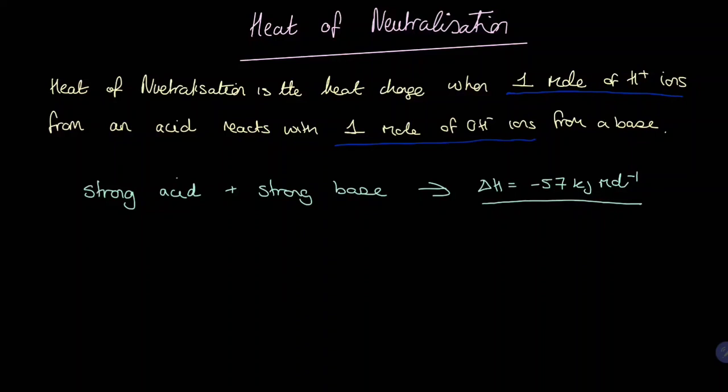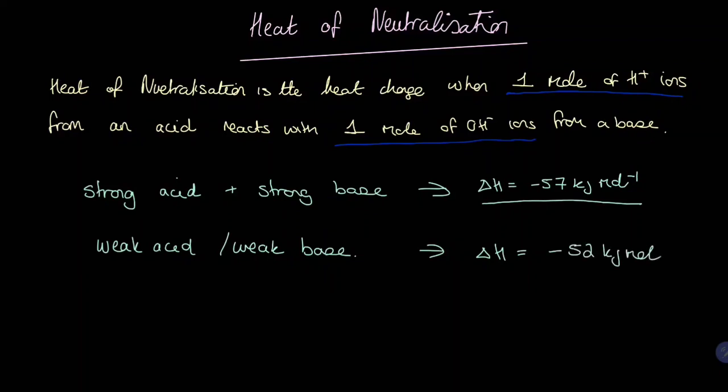Now we can also have a weak acid or a weak base reacting as well. So if a weak acid or a weak base is involved in the reaction, that acid or base is not going to fully dissociate within the water. So the neutralization reaction cannot fully take place. So the heat change is going to be less than that. So it's going to be around about minus 52 kilojoules per mole. And that's because the acid and base won't fully dissociate in the water.